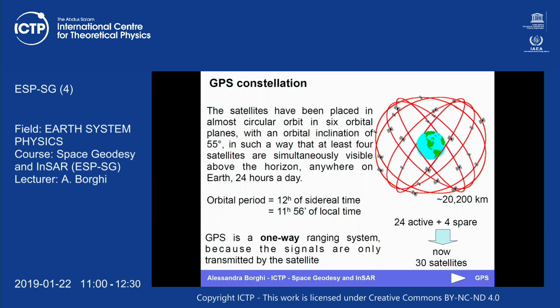To be sure to have a first satellite available, the developer thought that we need at least 24 satellites active plus 4 spare. Spare means if you have a problem with a satellite, we can replace it with another one. Now 30 satellites. I have to check.